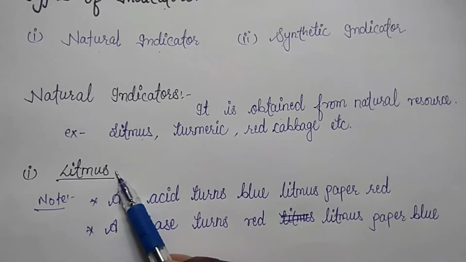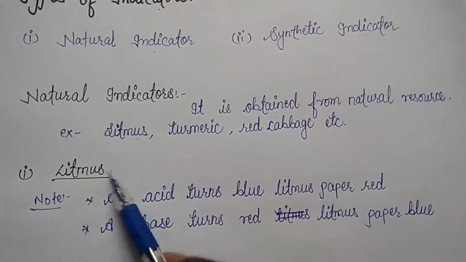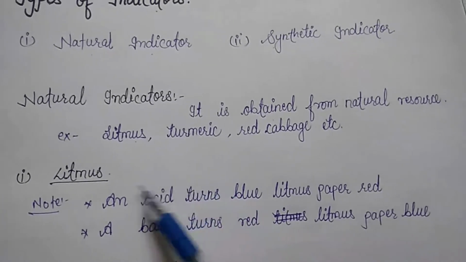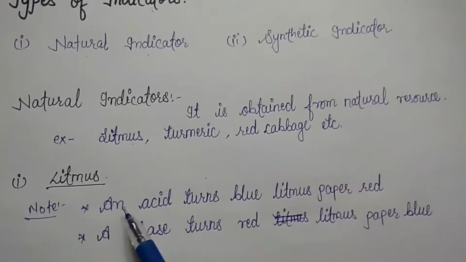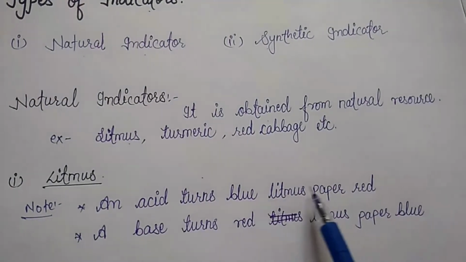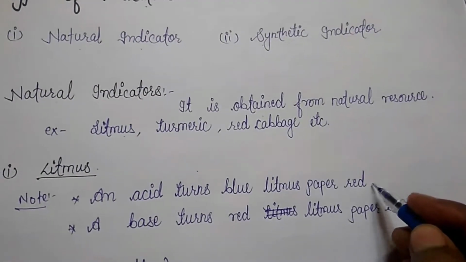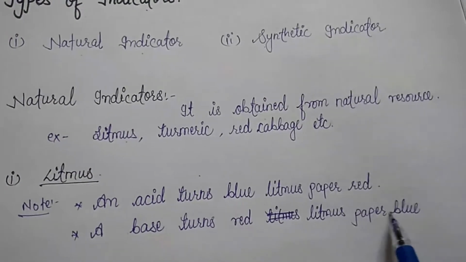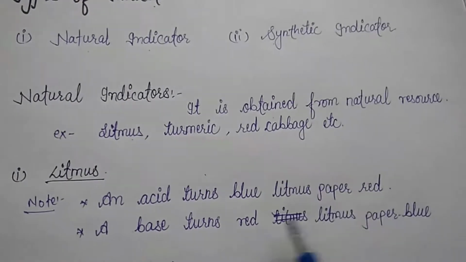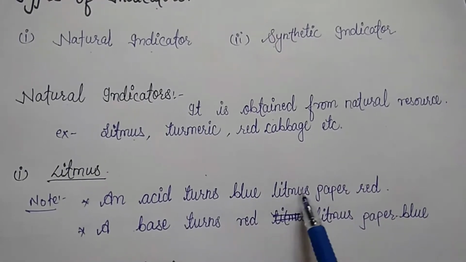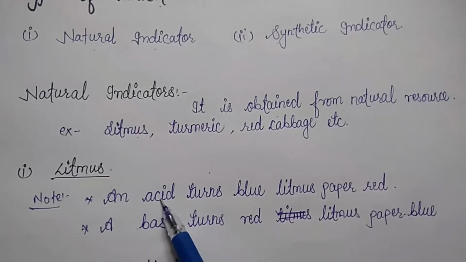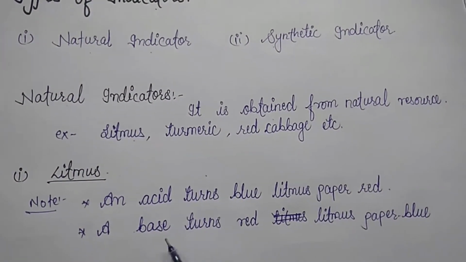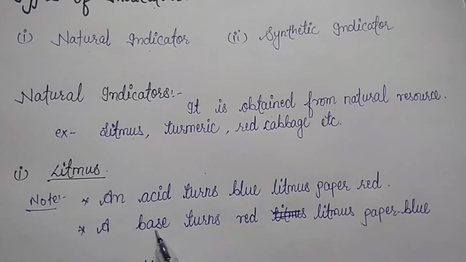Litmus, children, is always found in purple color. So it is found in two colors, that is red and blue. An acid turns blue litmus paper red. Note, children, and a base turns red litmus paper blue. Clear, children? If blue litmus paper turns red, that will be an acidic solution, and if red litmus paper turns blue, that will be a basic solution. Clear, children?